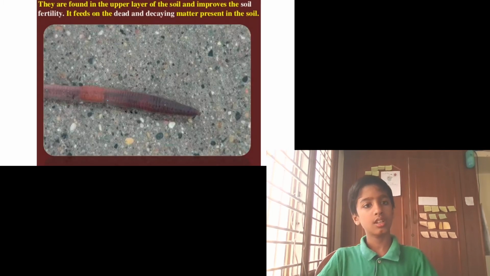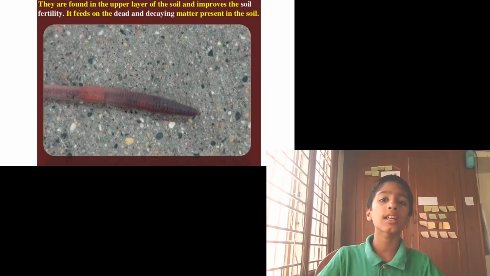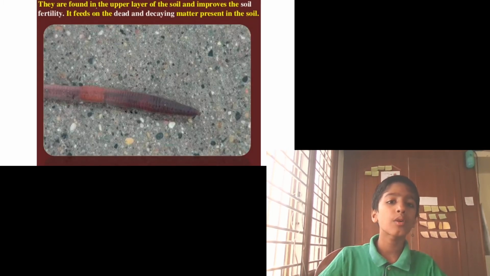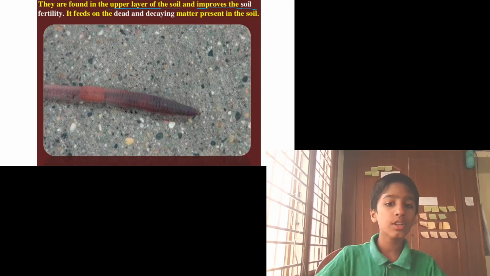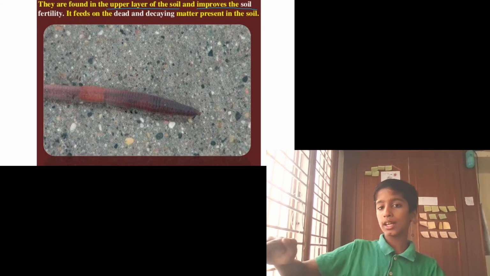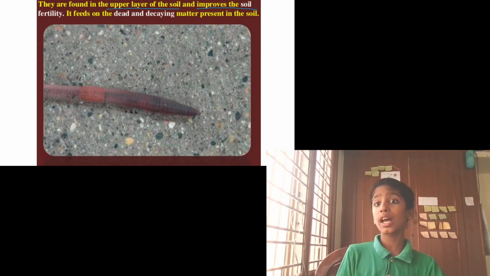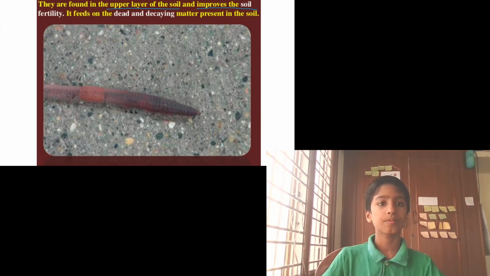Okay, now let's move on. They are found in the upper layer of the soil and they improve the soil. Yes, in the very upper layer we can see the earthworms, and they improve the soil fertility.